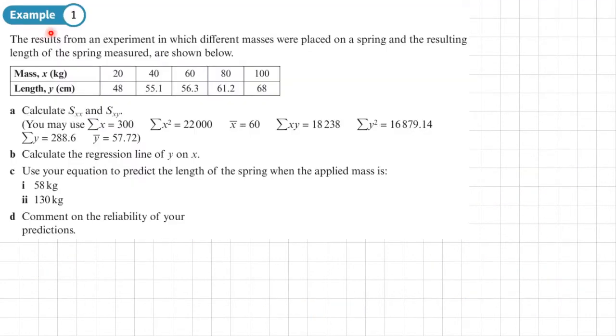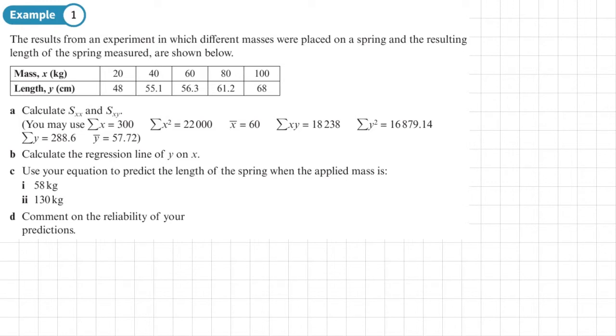So in this example here, example 1, the results from an experiment in which different masses were placed on a spring and the resulting length of the spring measured are shown below. Okay, so we've got the mass in the top row, that's X, and the length in the bottom row, that's Y. And then we need to calculate these summary statistics SXX and SXY.